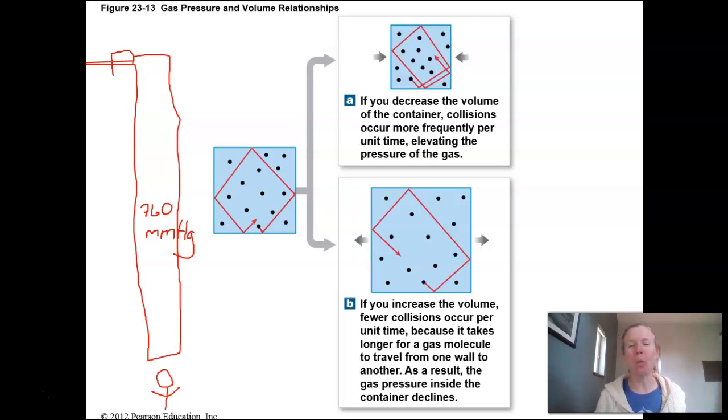Okay, but for us, we're just going to use atmospheric pressure, this is the weight of the atmosphere sitting on your head. Sometimes you'll see people just use 1 atmosphere instead. 1 atmosphere is equal to 760 millimeters of mercury.